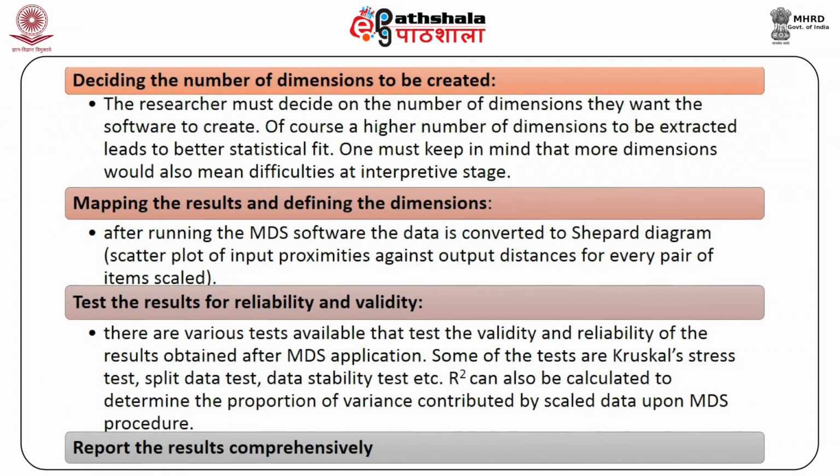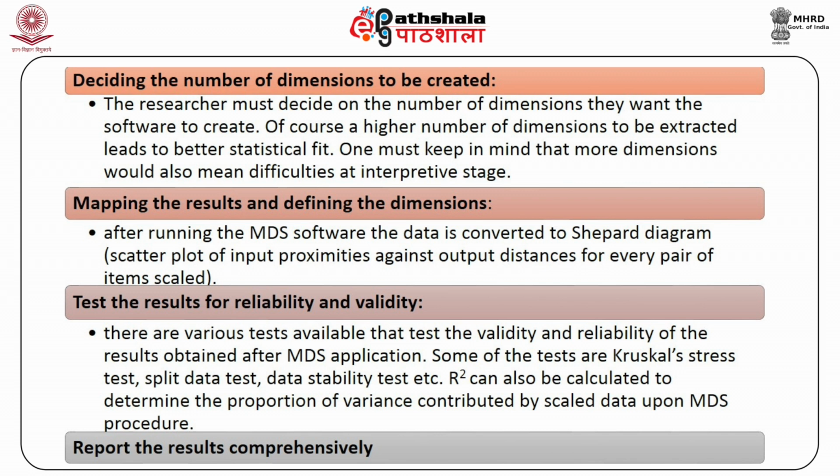The next step would be deciding the number of dimensions to be created. The researcher must decide on the number of dimensions they want the software to create. Of course, a high number of dimensions extracted leads to a better statistical fit. One must keep in mind that more dimensions would also mean difficulties at the interpretive stage. So, the researcher must consider the optimum number of dimensions that may be taken.